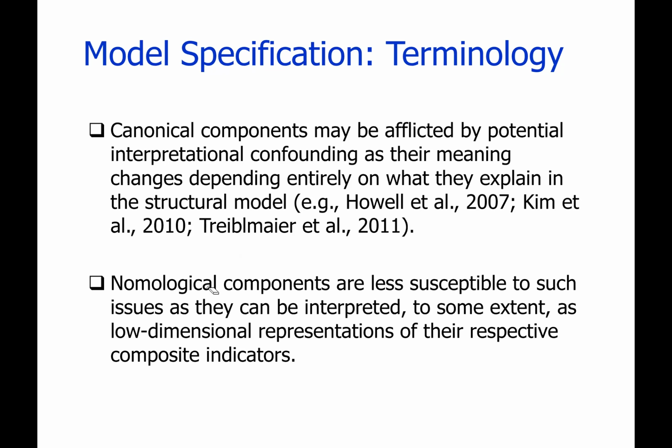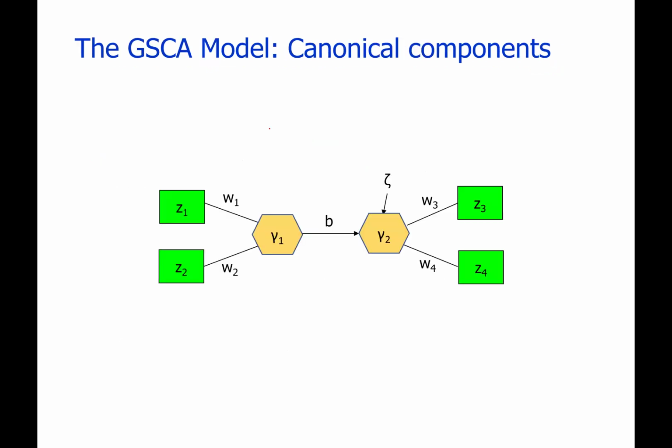The first one is, as you can see here, canonical components may be afflicted by potential interpretational confounding. It simply means the meaning of canonical components can change depending on the structural model we specify. Let me explain this a little bit more using this example. So here, as I said, this gamma 1 is a component that explains gamma 2 very well.